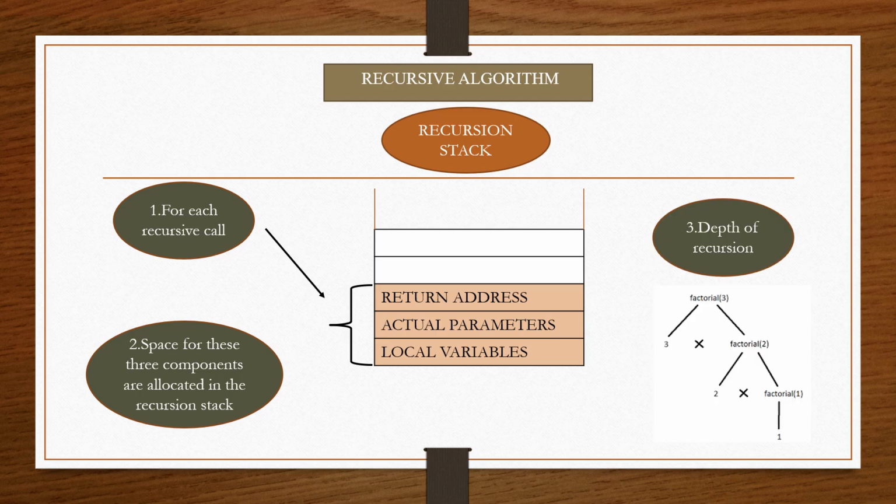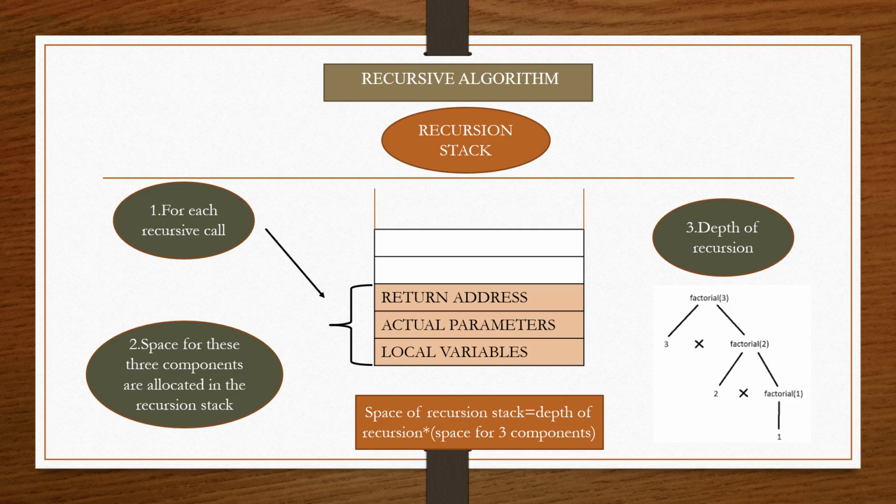And we need to also identify the depth of recursion, that is, how many times the recursive call is made. So once we have identified these parts, we can calculate the space of the recursion stack as depth of recursion into the space for all the three components. So this is the formula: depth of recursion and the space for the three components should be multiplied to get the space for the recursion stack.